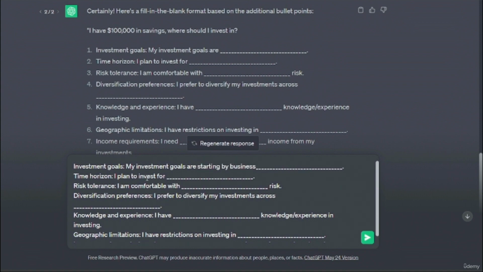And for the time horizon, you can say I plan to invest for, let's just do a short term here, okay? And you can say my risk tolerance is, let's just say I am very tolerant to high risk, okay? Let's just go for high here. And for diversification, you can say, let's just go for asset diversification, okay? Oops, sorry. We're going to put it right here.